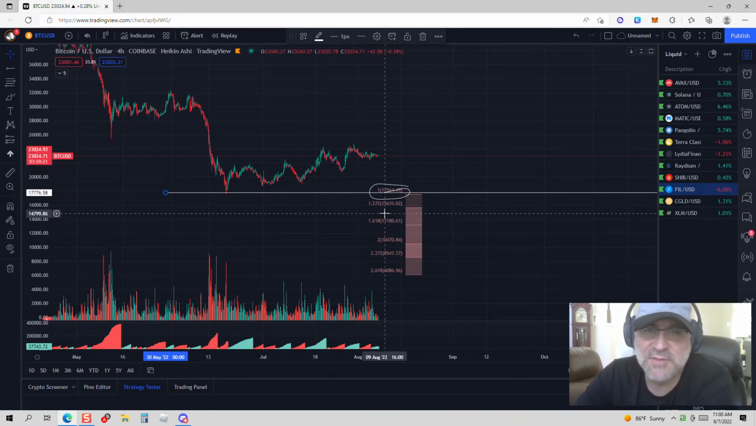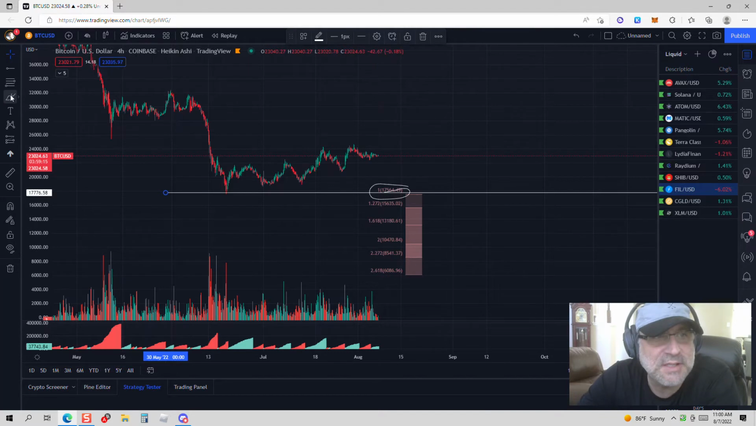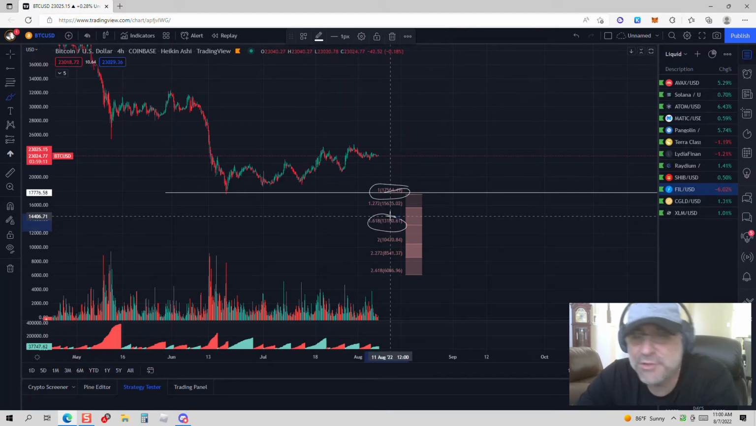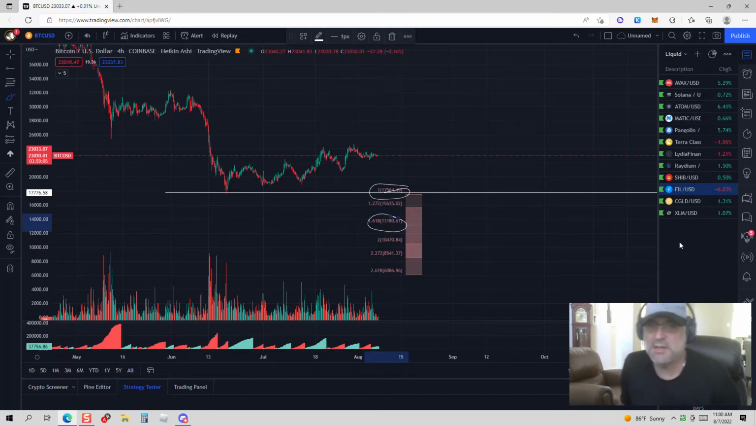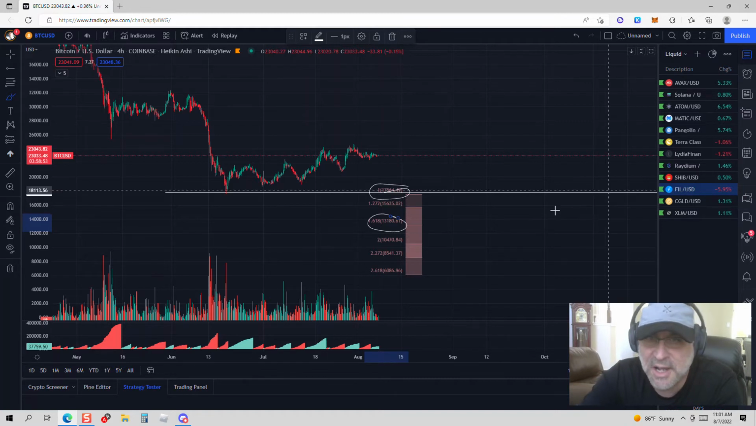The 1.272 will take us down to 15.6, and then the 0.618, which is the golden retracement level, would take us down to 13.1. I'm not saying we're going to go all the way down to $13,000 Bitcoin, although it is possible. Anything is possible. The 2 Fibonacci retracement would take it down to 10,000.